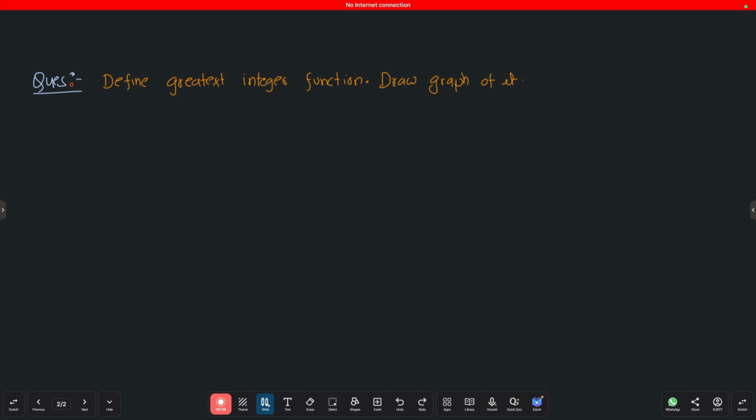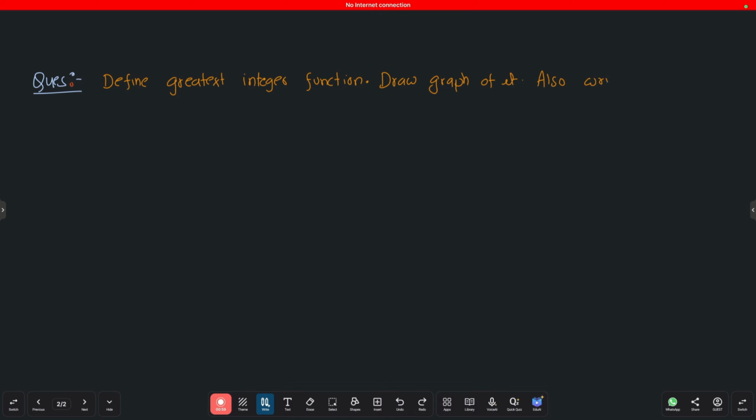Also write its domain, codomain and range. Domain, codomain and range.